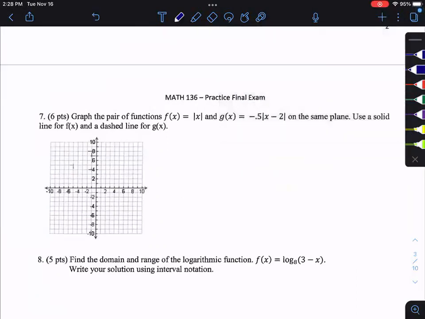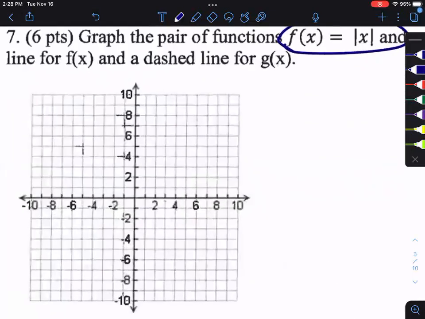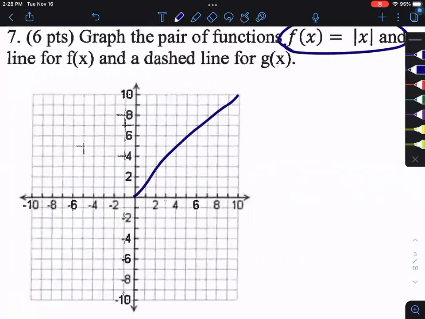You are going to be given on your reference sheet the parent function, f of x equals the absolute value of x. So you don't have to worry about memorizing it, it's on there. So there's our parent function. Again, it's on your reference sheet, so you don't have to memorize it.